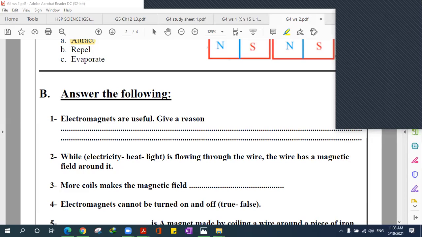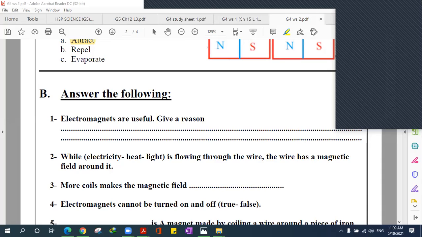Electromagnets, because they build up electricity. Okay, your voice is cutting, unfortunately. I think you said something about electricity. So, electromagnets are useful because we can control them and we can find them in a lot of things like the doorbells, PCs, and stuff like that. While electricity, heat, or light is flowing through the wire it has a magnetic field.